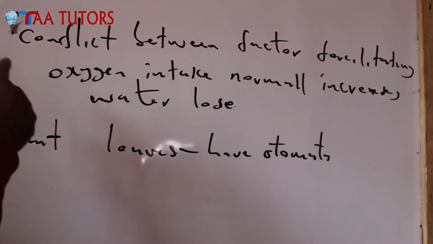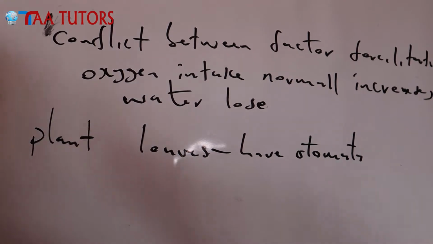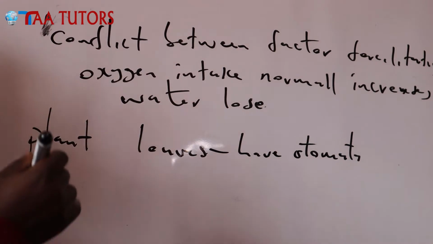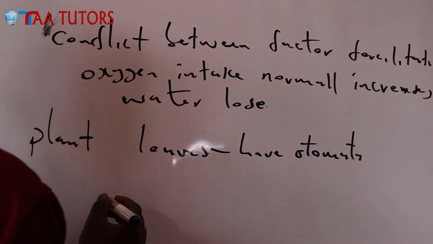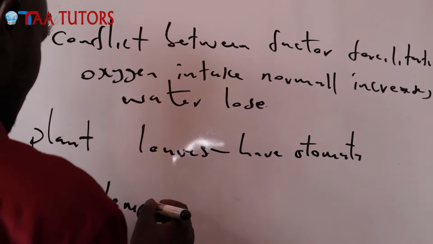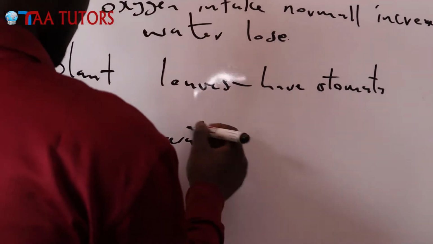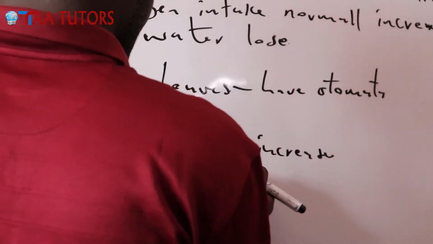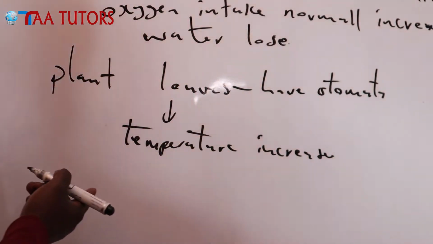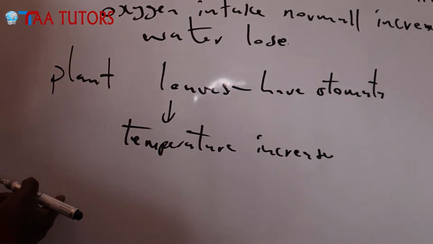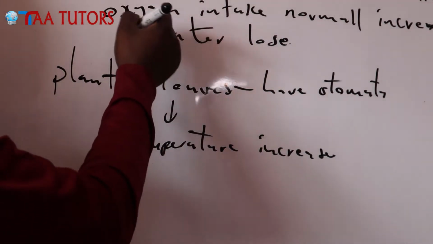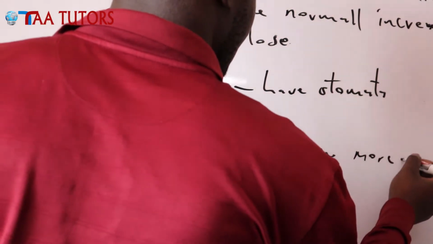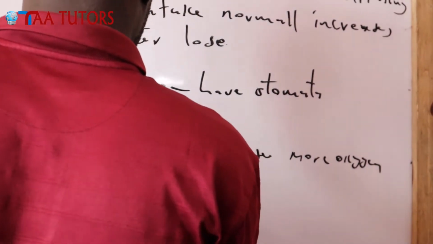So what are the factors that are going to facilitate oxygen intake in plants? One of the things we have realized is that temperature is a factor. We can increase the temperature. An increase in temperature will basically increase oxygen intake. Actually, it is increasing the rate of respiration. So when temperature is high, more oxygen comes in. So an increase in this means more oxygen can be taken in.